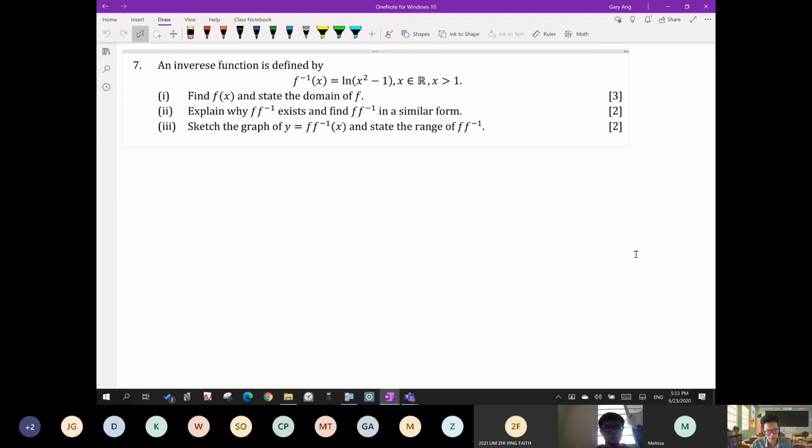An inverse function. Now that sounds weird, right? Because more than 90% of the time, they will give you the function and ask you to find the inverse. Now they give you the inverse, and ask you to find the function. What the heck? Like opposite.